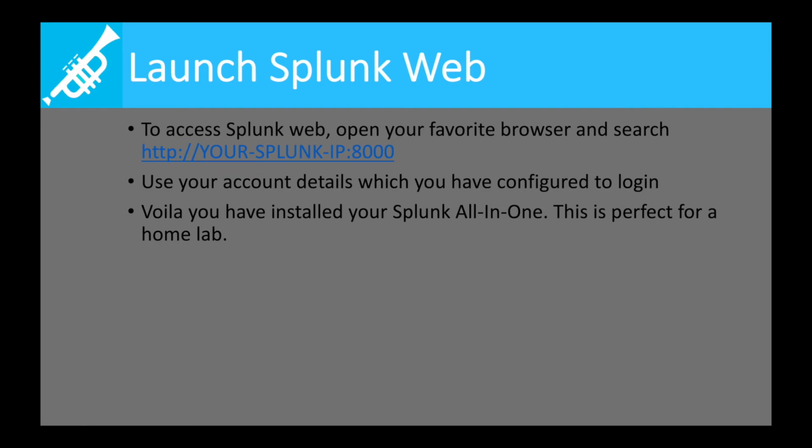Okay, so we're already a bit ahead of ourselves, but to launch Splunk, just to be clear, by default, Splunk will use HTTP. So you use http:// and then the IP of your Splunk, and then :8000. And to log in, we just use the credentials that we configured during the install. And then voila, we now have the Splunk all-in-one or Splunk standalone server, which is perfect for your home lab environment and for learning Splunk.